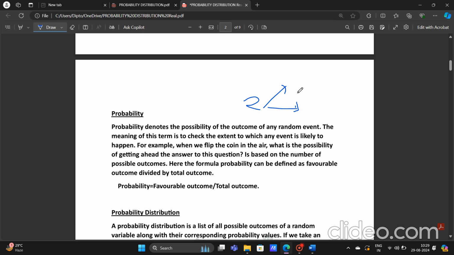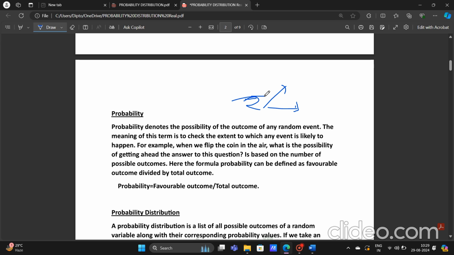What is the favorable outcome? Favorable outcome is the outcome that is likely to happen, that we are expecting to happen. So suppose we want to know the probability of the boy reaching school. In that case, our favorable or likely to happen event is the boy reaching school. So that is only 1. So 1 by 2 is the probability. This is a very simple example of probability.